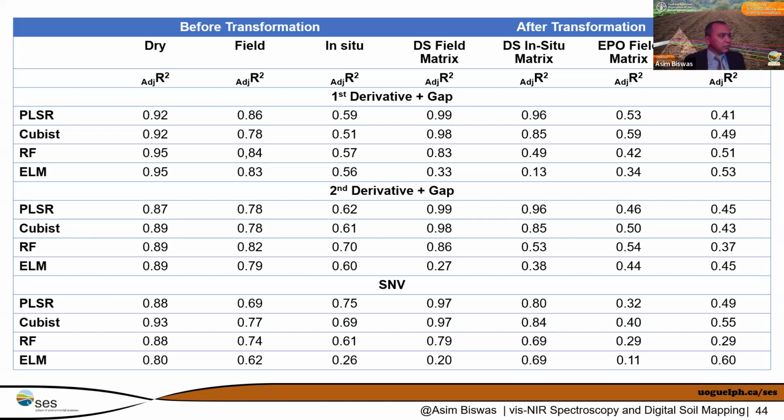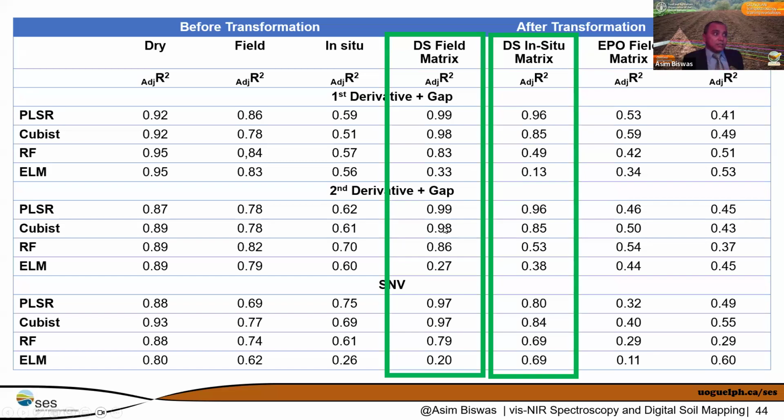For the dry spectra, before transformation, we're looking at dry, field, and in situ spectra, that first three columns, and how the prediction looks. If we take a look at the predictability for a particular pre-processing technique, first derivative and gap, we see the highest prediction for dry. Then as we go to in situ, we tend to find less and less predictability. But then we take the DS field matrix and DS in situ matrix, and we have seen a major development in predictability. And in all cases, PLS tends to show the best prediction as well.